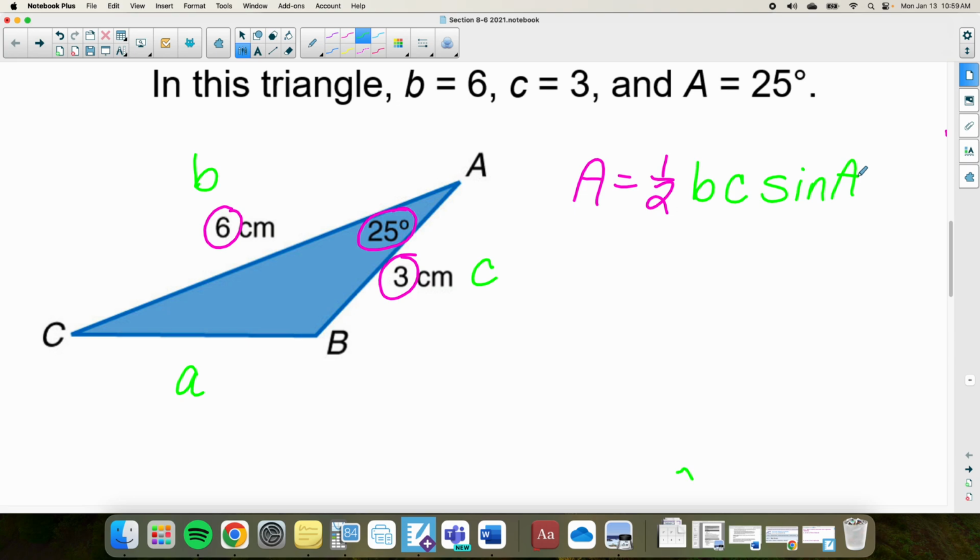Now, do you have to write that formula down each time? Not really. What you need to be able to do this formula is two sides and the angle in between them. And you always go 1/2 times the two sides times the sine of the angle. So if I substituted in here, I'd go 1/2 or 0.5, b is 6, c is 3, and then it would be sine of 25.